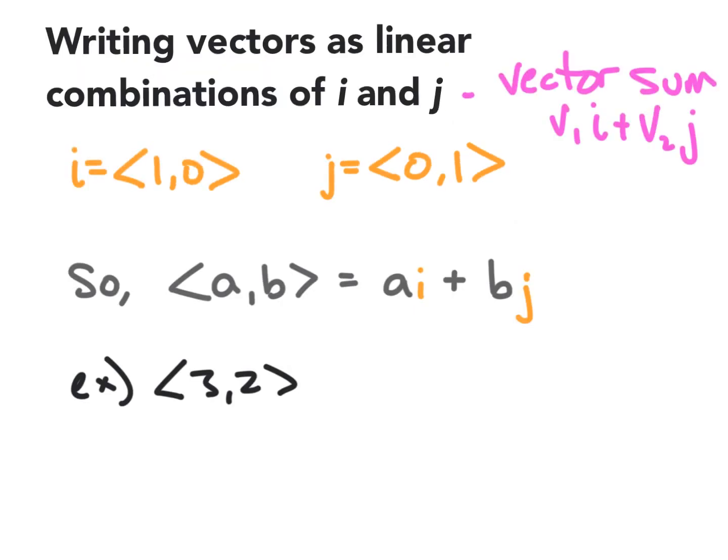All right, writing vectors as linear combinations of i and j. We're going to write them as a vector sum, which is just its horizontal component times i plus the vertical component times j. And that's just because any vector can be expressed as a linear combination of these standard unit vectors i and j. So a, b just becomes ai plus bj. So 3, 2 would just become 3i plus 2j. As simple as that.